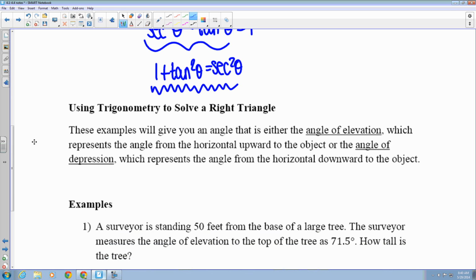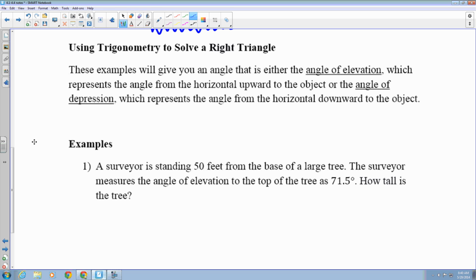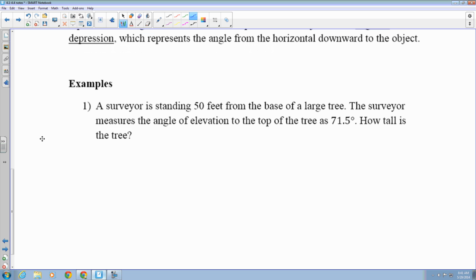And the last thing we're going to do is something you've done a lot, using trig to solve right triangles. So that's our SOHCAHTOA that we're going to use. Angle of elevation is always from the horizontal up, and the angle of depression is always from the horizontal down. So just be careful knowing that the depression is from the horizontal down, not necessarily just the top angle of the triangle. So we have a surveyor standing 50 feet from the base of a large tree.